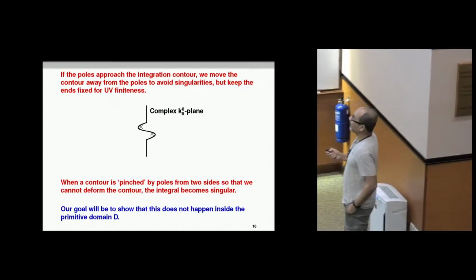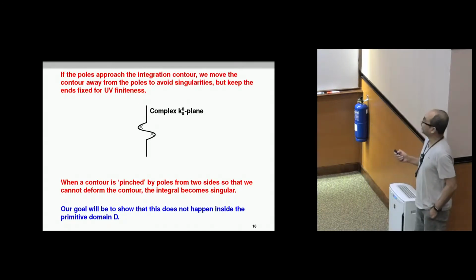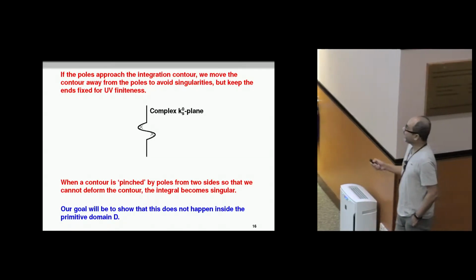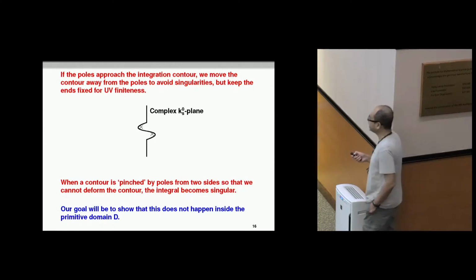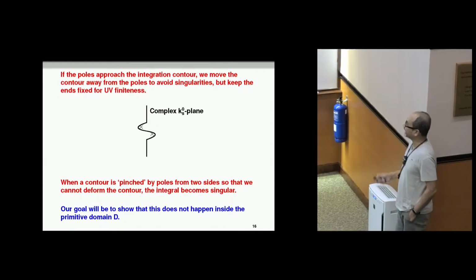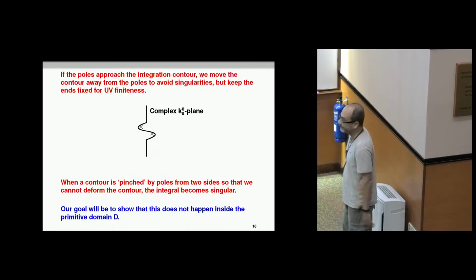If we find that the poles are approaching the integration contour, what we need to do is to move the contour away from the poles to avoid singularities. But the ends have to be kept fixed, because you cannot change this. The K0 integration has to end at plus minus i infinity, and the Ki integrals have to end at plus minus infinity because of this exponential factor. We have some leeway, we can rotate it a little bit, but not too much.